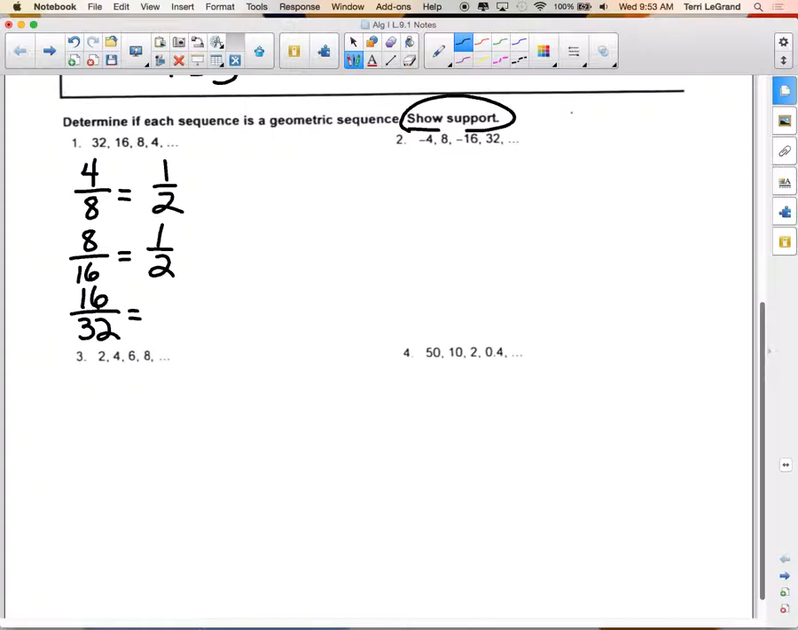Can we do it that way or no? You mean start with 16? Yeah, you can start at the front or you can start at the back. Doesn't matter. But you need to show all of them because here's what can happen in some of our sequences. It can fool you. It can look like it's going to be okay, and then all of a sudden it changes. So we would say that this one is geometric, right?